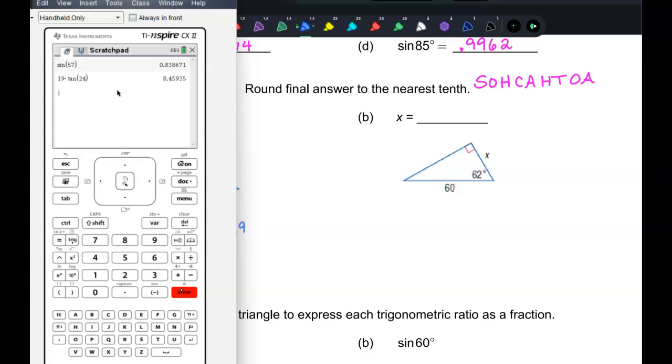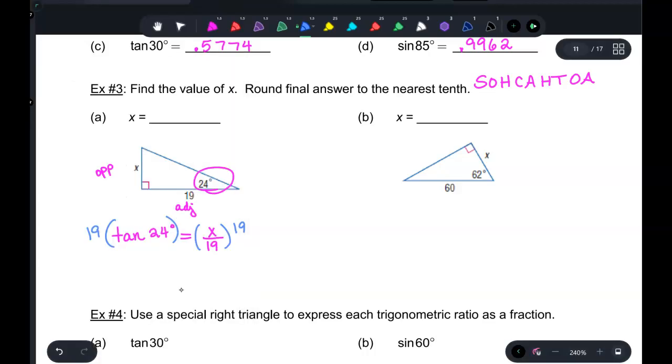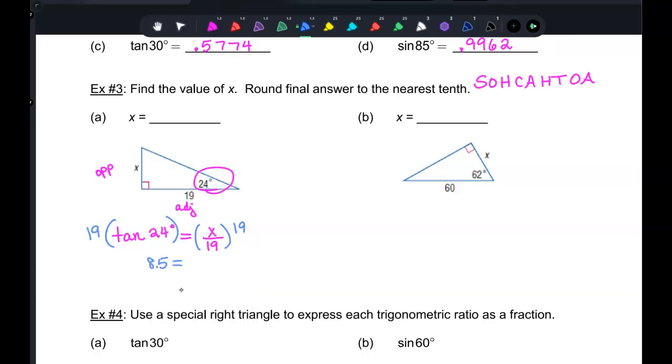So we're going to round the final answer to the tenths place. So that's going to be 8.5. X equals 8.5. Wait, what do I plug in my calculator? 19 times tangent of 24. We're going to round it, yeah.